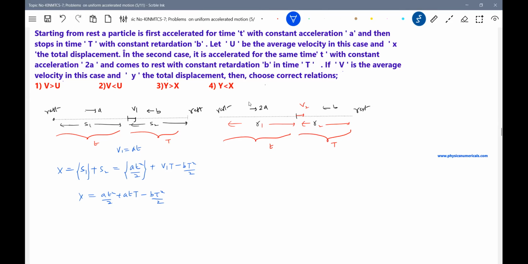Similarly, we'll write the expression for y. Y is equal to R1 plus R2. Before that, what is V2? V2 should be equal to 2at. Then what is y? R1 plus R2. R1 should be equal to 2a t square by 2. What is R2? V2 capital T minus b T square by 2. V2 will be 2at.